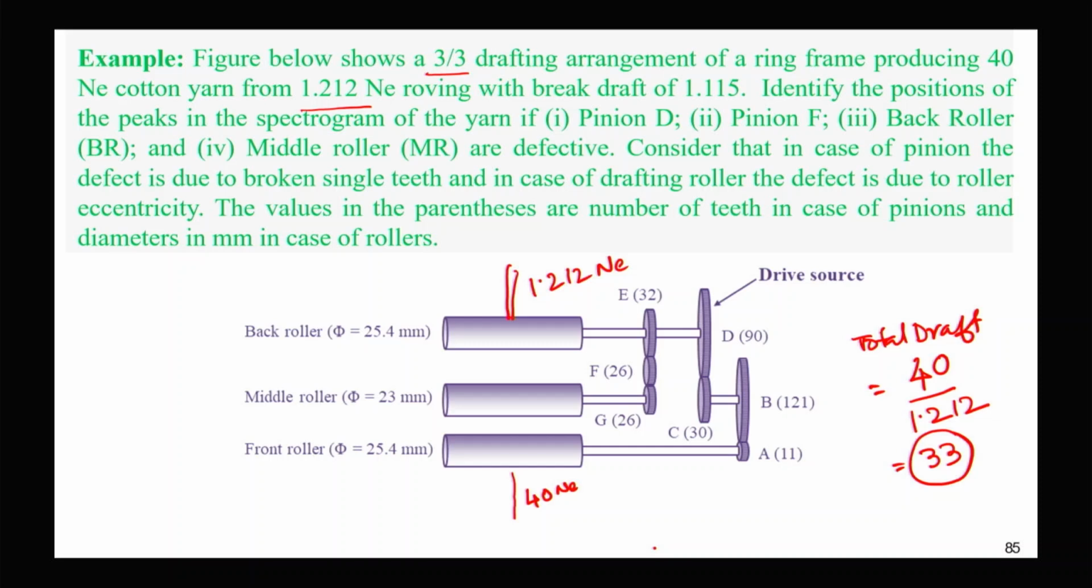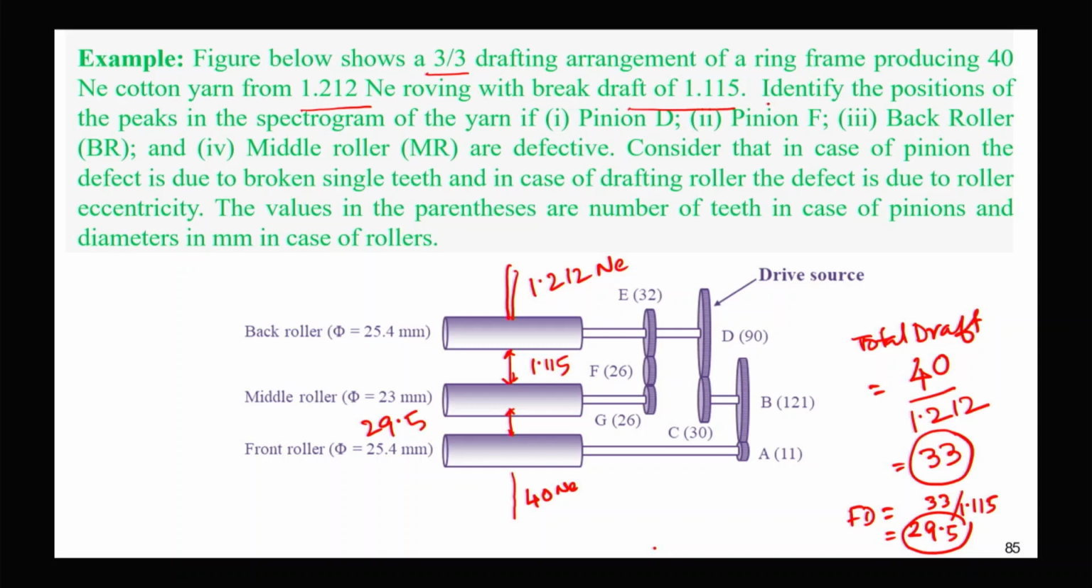and the break draft is given. So break draft is the draft at the back zone, it's 1.115. So front zone draft between middle roller and front roller, front draft will be 33 by 1.115. It will be 29 point, typically 29.5. So front draft is 29.5.